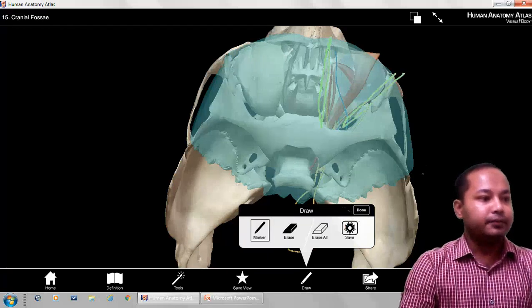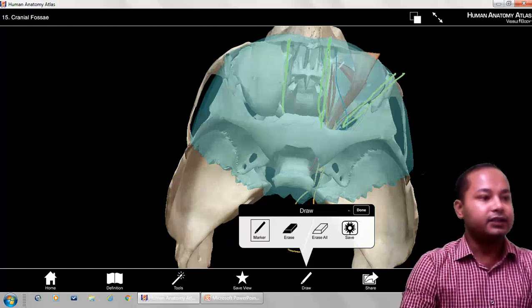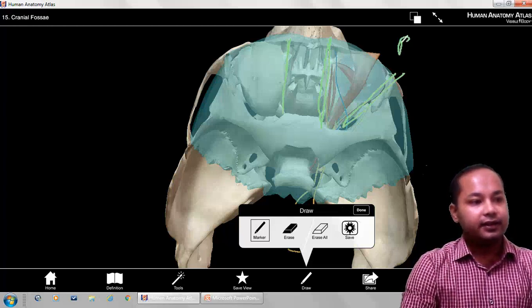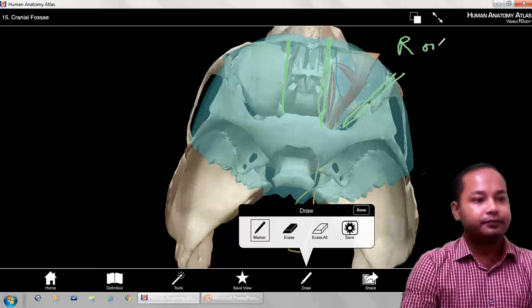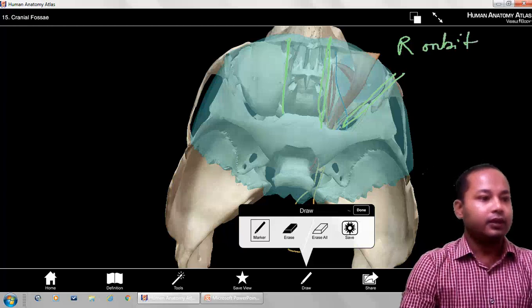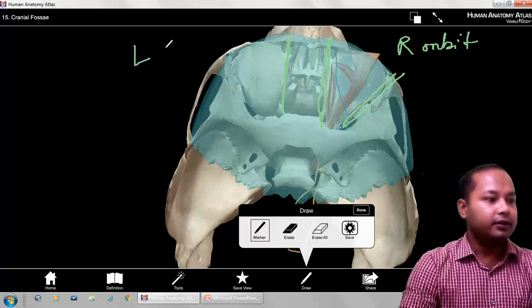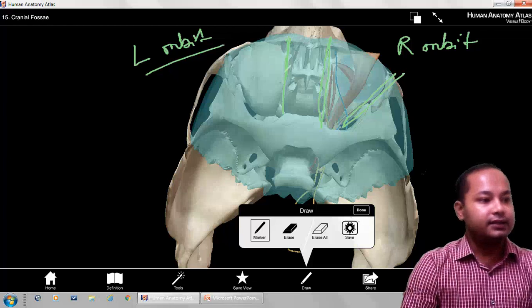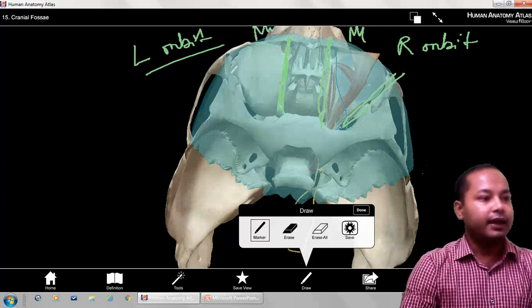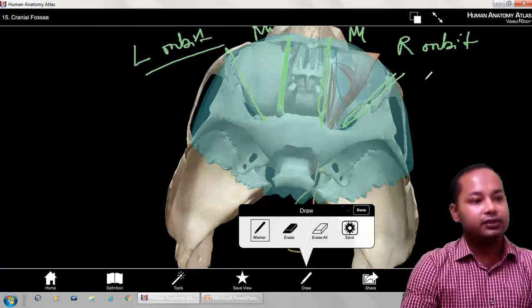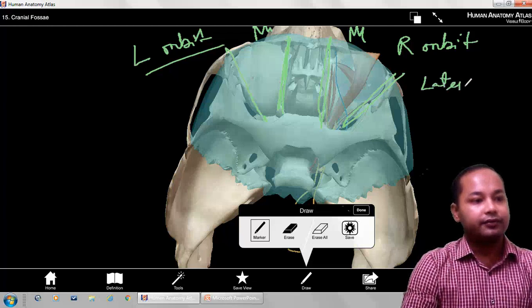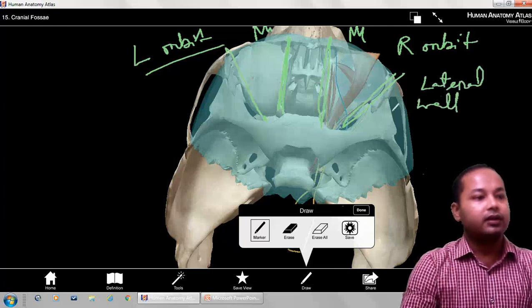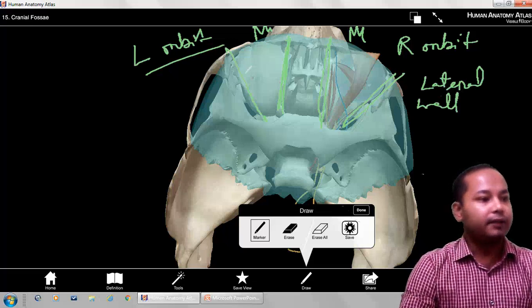If you see the medial walls of both cavities, this is the right orbit, and this is the left orbit. I think it is not much of a problem to remember this. This is the medial wall, for both of them, and this one is the lateral wall. So on both sides, the medial walls are parallel to each other.